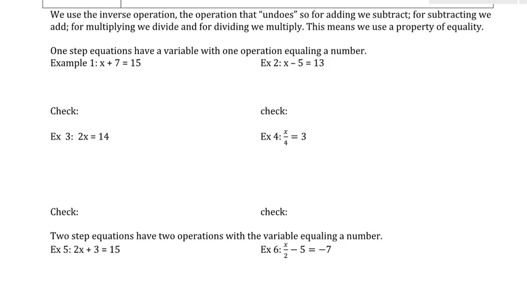So how do we know which property to use? We use the inverse operation, the operation that undoes. So for adding, we subtract. For subtracting, we add. For multiplying, we divide. For dividing, we multiply.